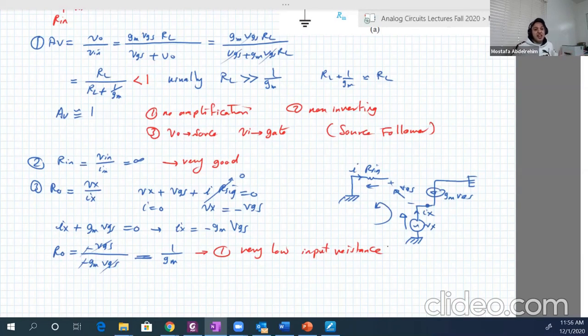And the same applications as well. This will be used again as a buffer between very small loads and voltage sources with very high internal resistances. If you remember, guys, this was the application for common collector amplifiers.